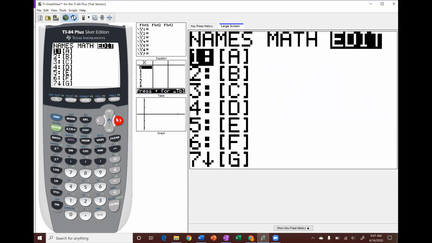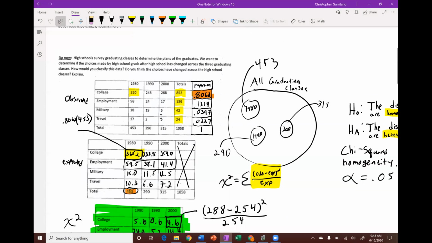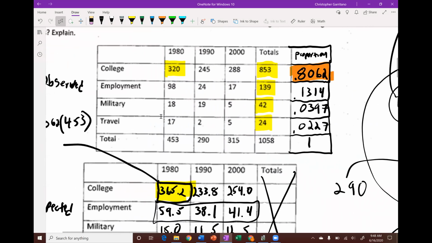What we're going to do is scroll over to edit, and we're going to input the information from our observed table. Now, one way of describing a matrix is by the size or the dimensions, and it always goes rows by columns. So if you look back to our observed table, and again, we're ignoring totals, we're just interested in the actual values of the two variables. The two variables, of course, are year of graduation and decision made. There are 4 rows and 3 columns.